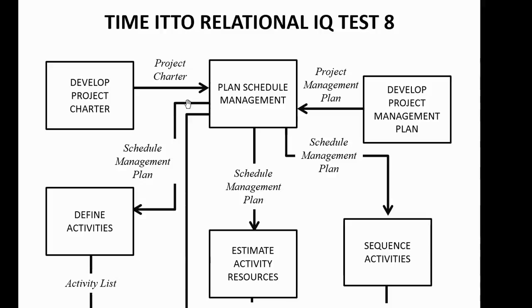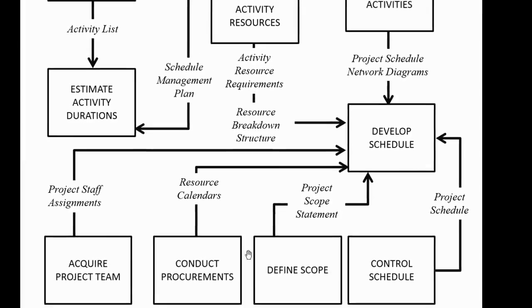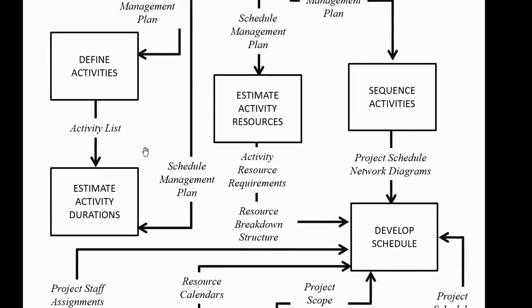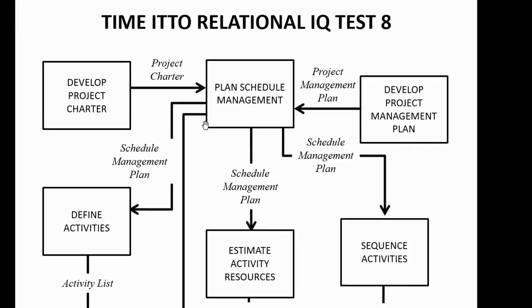As you can see, the plan is an input to define activities. It's an input to sequence activities. You can see it going to estimate activity resources as an input. You can also see it going to estimate activity durations, and this also becomes an input to develop schedule, while not shown here exactly. So every process in time management within planning will get fed the schedule management plan.